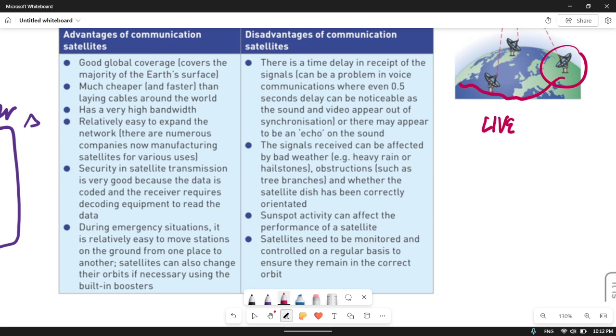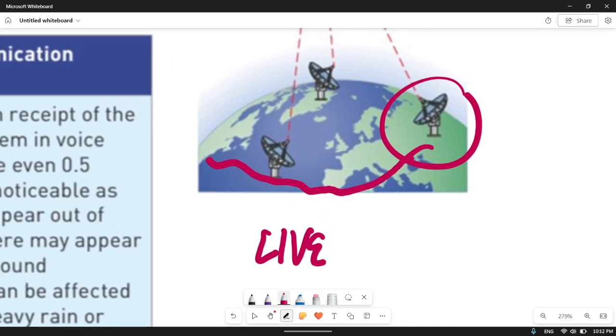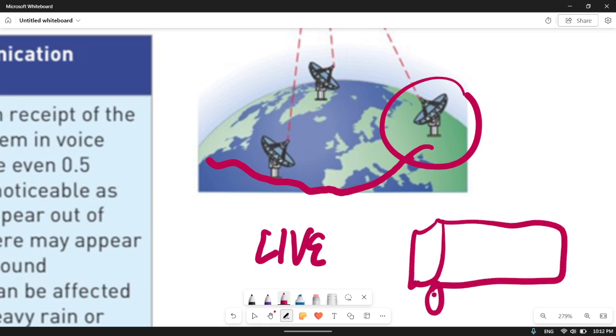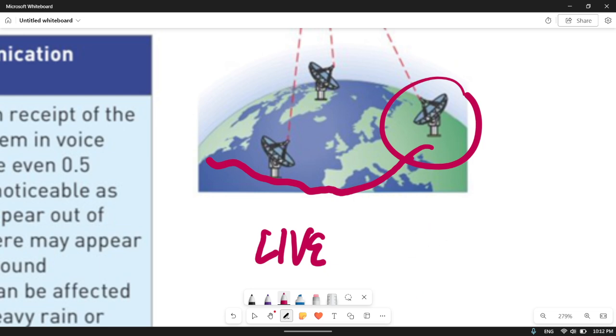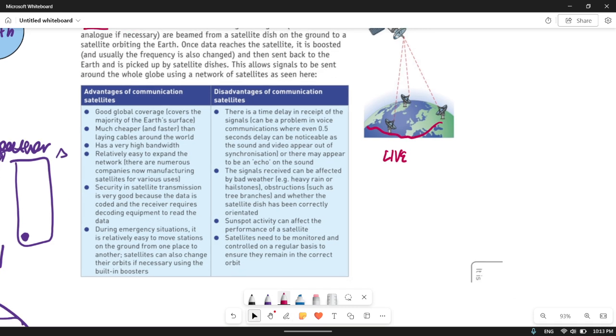Security in satellite transmission is very good because the data is coded and the receiver requires decoding equipment to read the data. During emergency situations, it's relatively easy to move stations on the ground from one place to another. Satellites can also change their orbits if necessary using the built-in boosters. Now, you'll notice that these are not only located in one place, okay? There are some cars, I don't know if I can draw a car. So, okay, no, I can't. Trust me, I can't. So they have these located on top of it to catch the signal on the move. So in case of emergency, this can be changed.